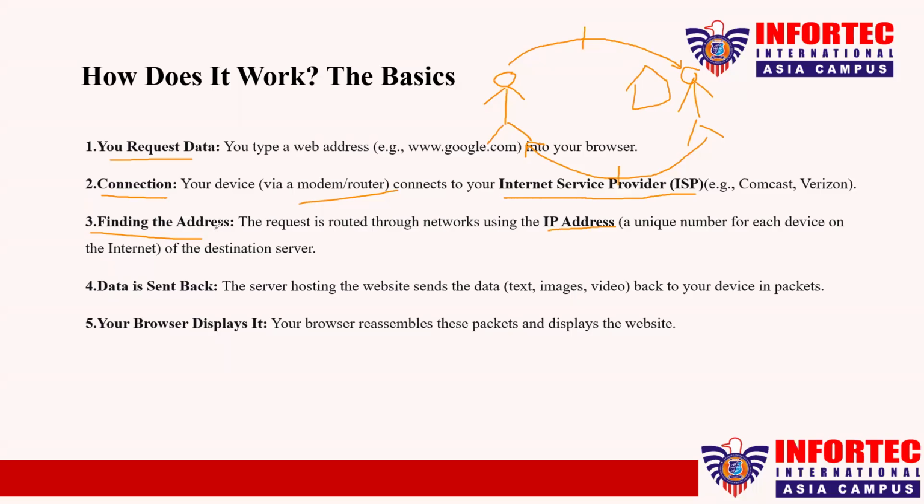So the address is the unique thing we use to connect with other devices. So then I can receive data back. And then your web browser displays all these things. So this is what happens when you connect to the internet.